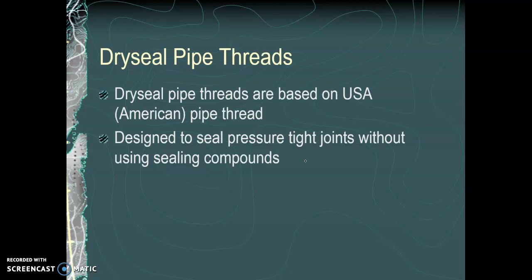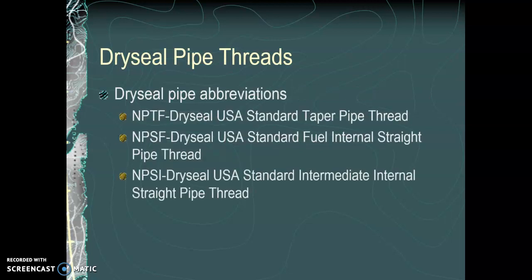Another type of threads that you would see on pipes are dry seal threads. This is just another form of threads, an alternative to NPS or NPT. They're abbreviated NPTF, NPSF, and NPSI.